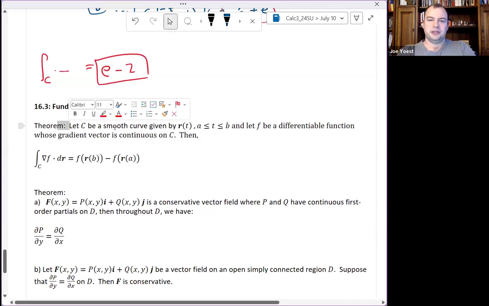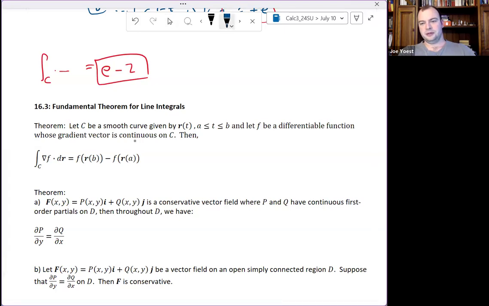So we have a theorem. Let C be a smooth curve given by vector r(t), t going between a and b, and let scalar f be a differentiable function whose gradient vector is continuous on C. So recall that grad f, if f was, say, a function of two variables, grad f is a vector that takes two variables as inputs and gives two values as outputs. Well, grad f, that's the gradient vector field.